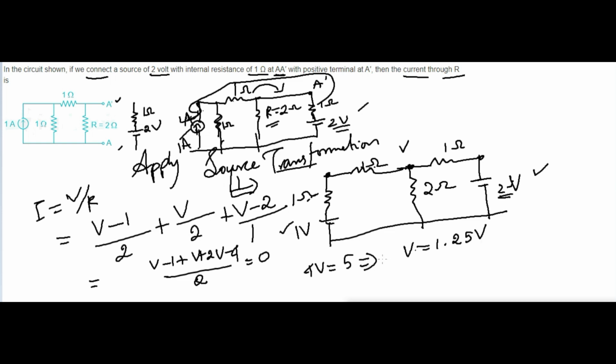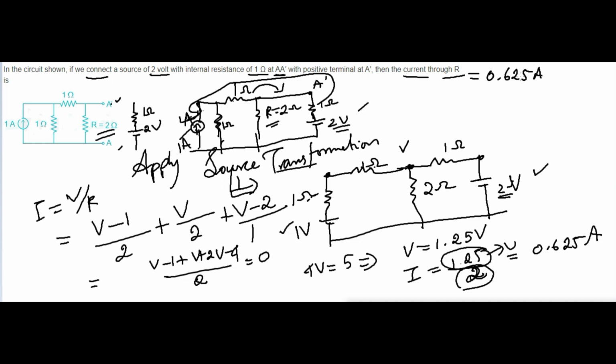That's all. Left side you have I, right? So 1.25 divided by 2, because you are asking across R. What is R? R is in between A dash and A. It is 2. So that is equal to 0.625 amps. Automatically you will get this answer as 0.625 amps. If you are asked to choose the best answer, you have to pick this one.